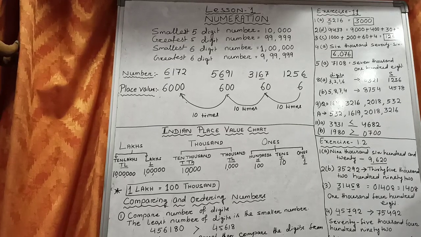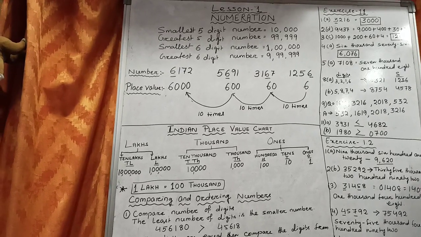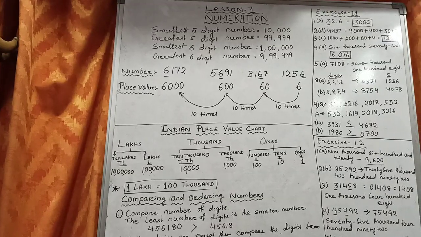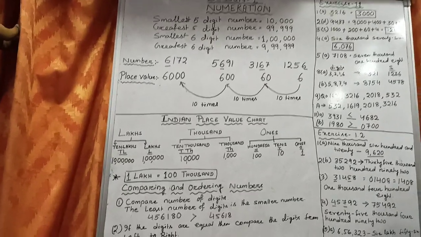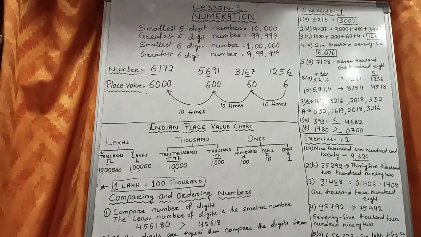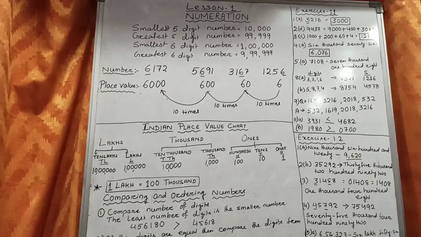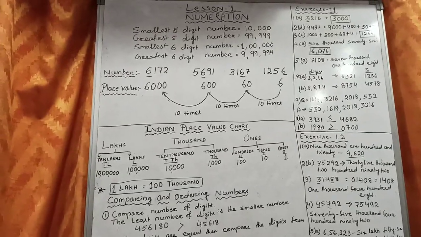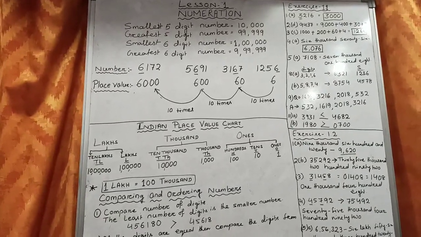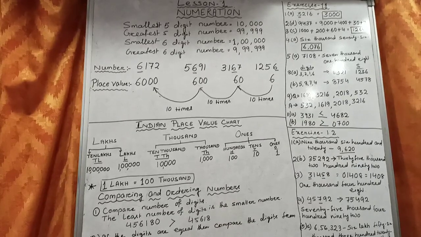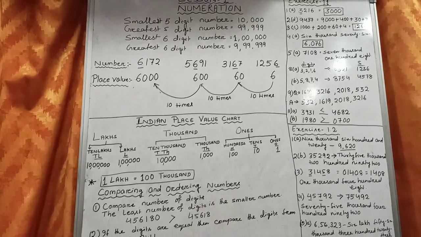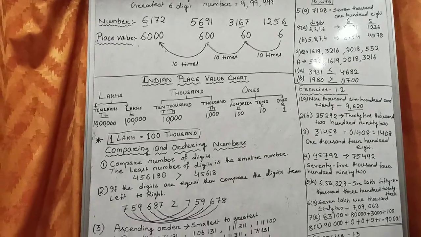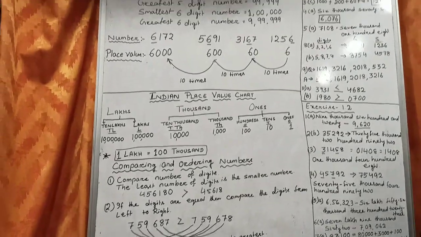Today I am going to teach you Standard 4 Mathematics Lesson 1, that is Numeration. We have already studied in previous class up to 5 digit number. So today I will discuss 6 digit number, then place value, comparing the numbers, ascending order, descending order, successor and predecessor. Let us start. All of you know what is smallest 5 digit number?